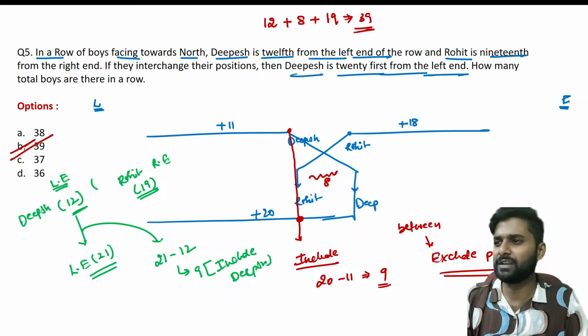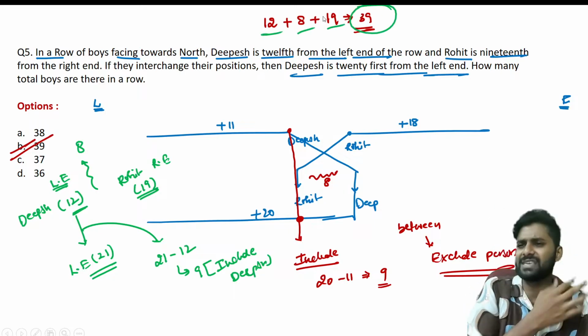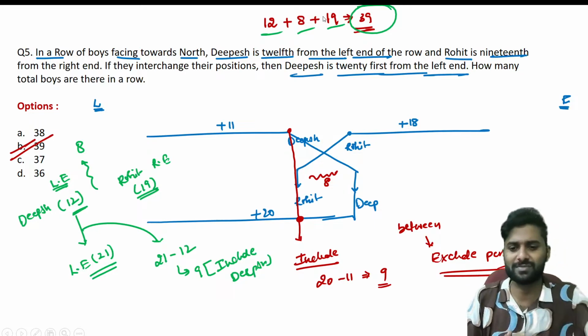Including Deepesh. If you want the people between, you should exclude that person. Simply the answer is 8. So 12 plus 8 plus 19 is equal to 39. You can save your time, guys, once you understand the concept.